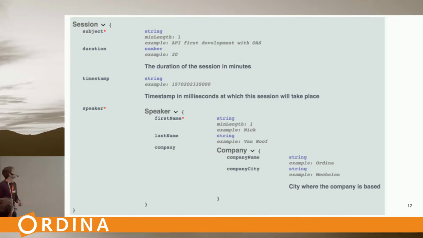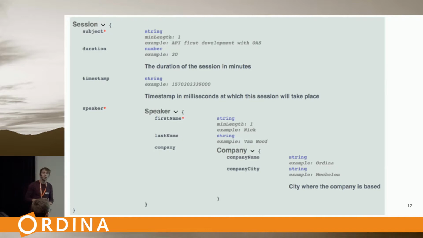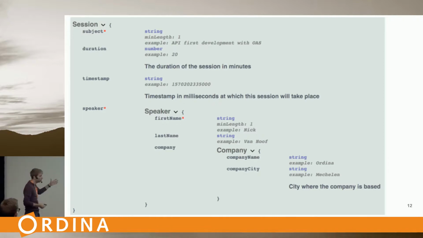What does a session look like? Again, it kind of speaks for itself. A session has a subject, in this case API first developed with OpenAPI. A session also has a speaker, and we see this little red dot here indicating that it is required. And of course, a session needs a speaker, because without a speaker, there will not be a session. So people can just, again, come here, check out your API, and learn what it looks like.